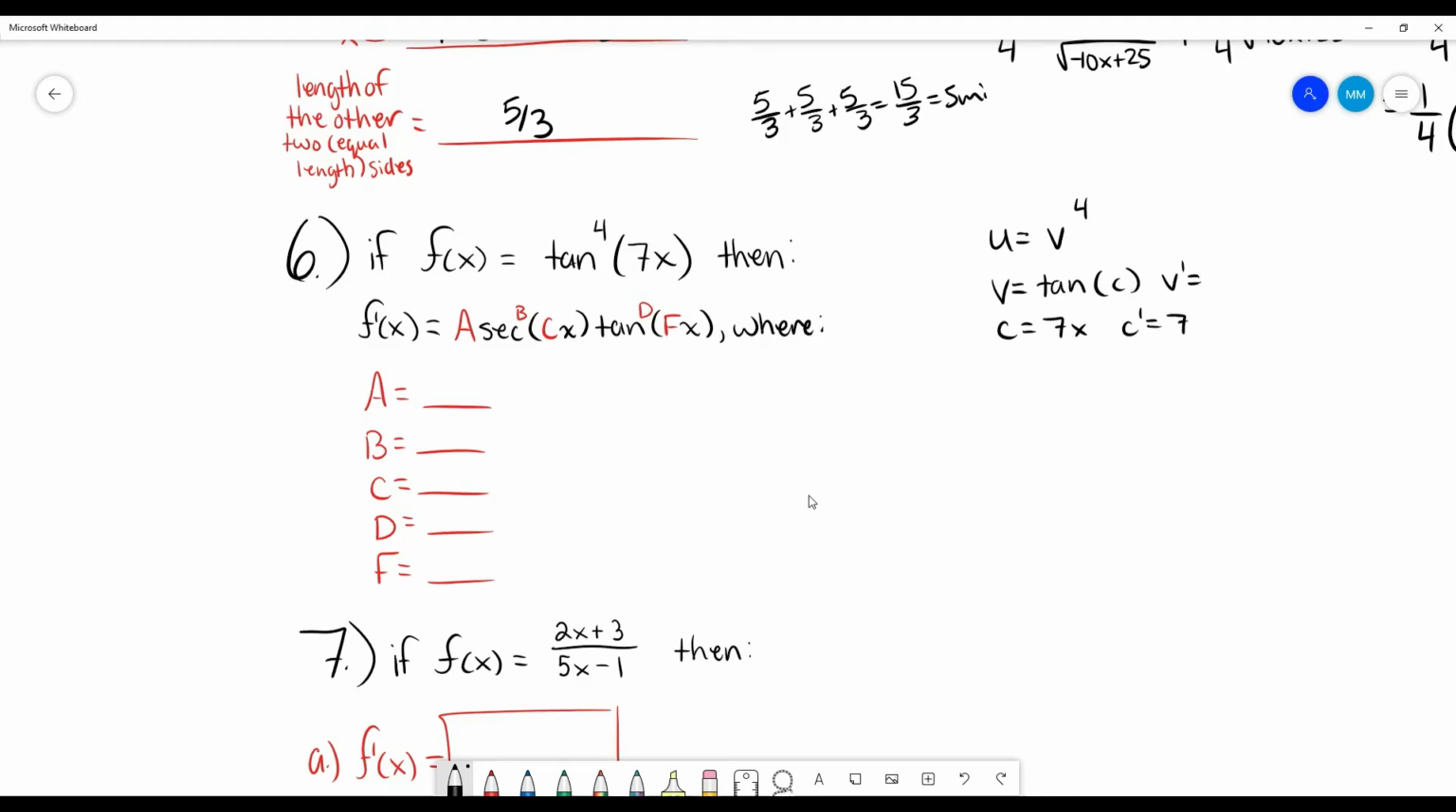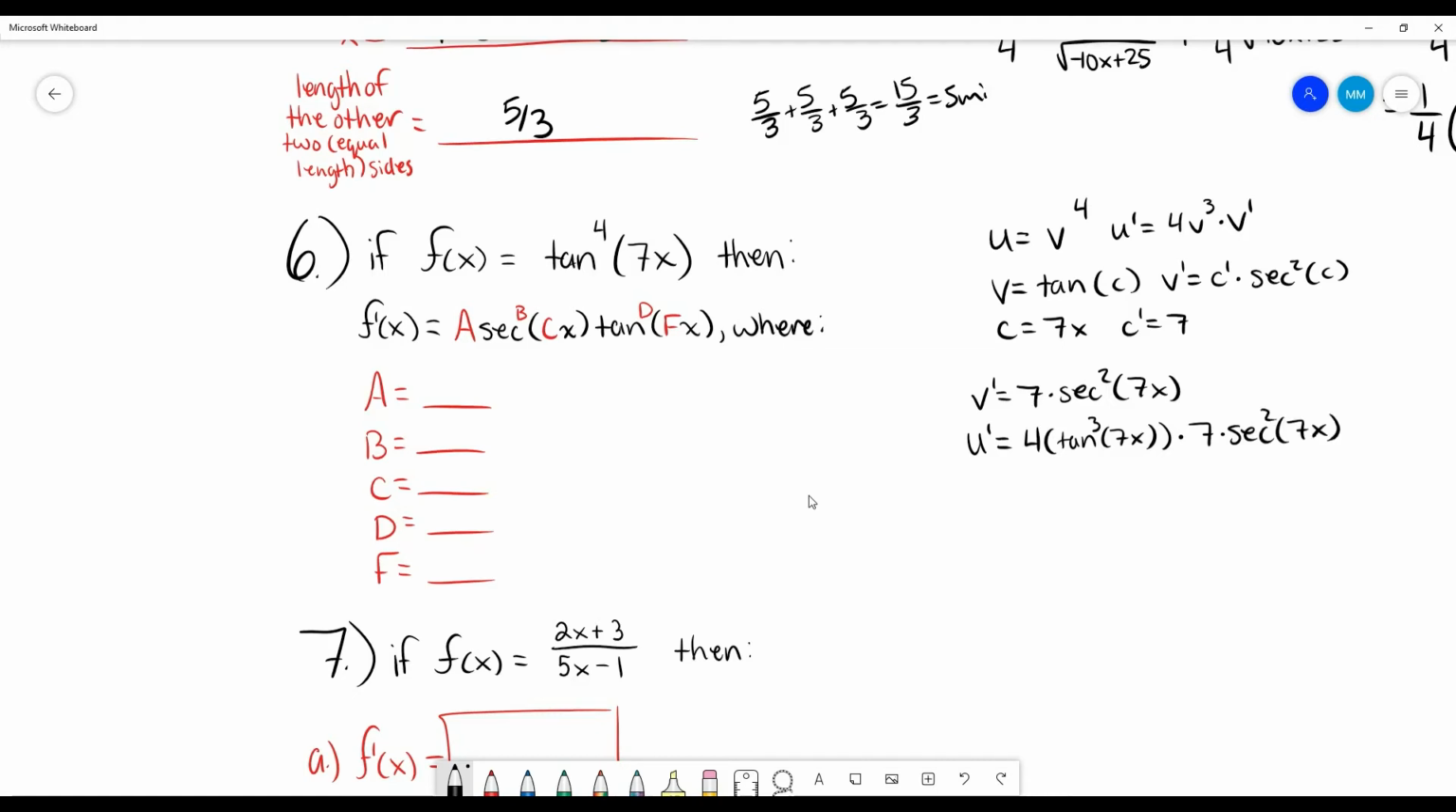And then I take the derivatives of them with respect to each other. Okay, so then I'm going to plug that back in up there, so we get 7 times secant squared of 7x, and I plug that back into our first bit, in which we get 4 times tangent of 7x to the third power times 7 secant squared of 7x. And these are both constant coefficients being multiplied, so we write our derivative now.